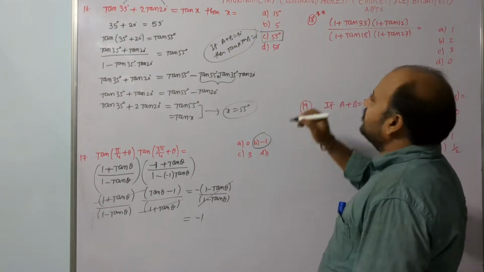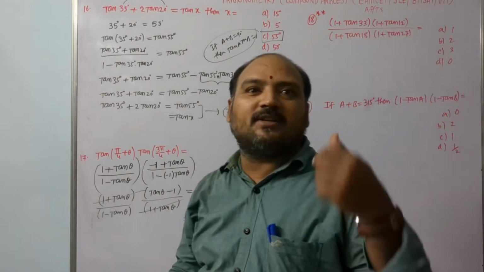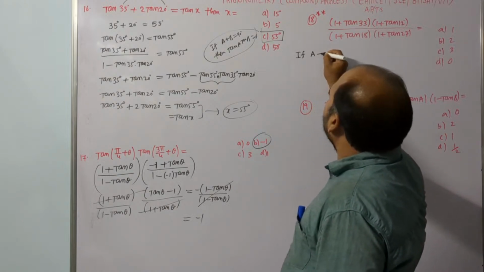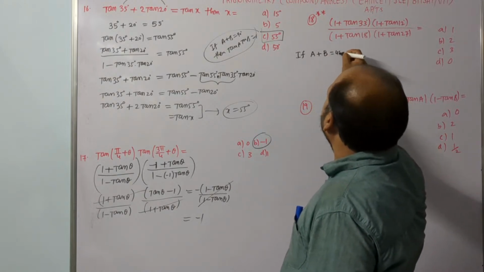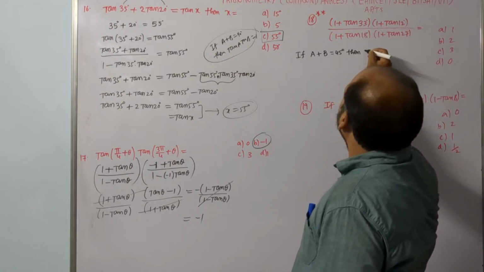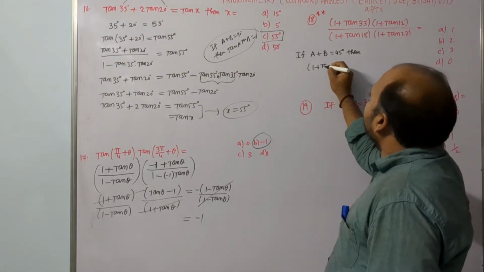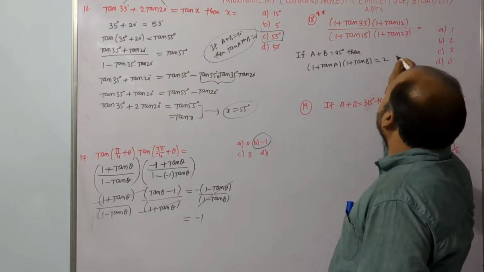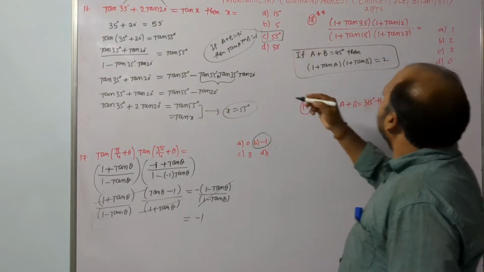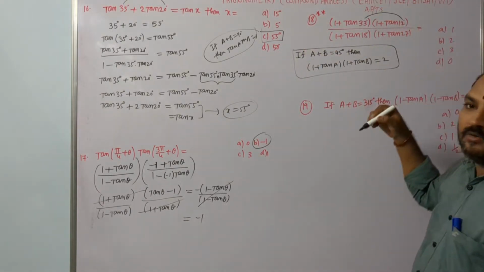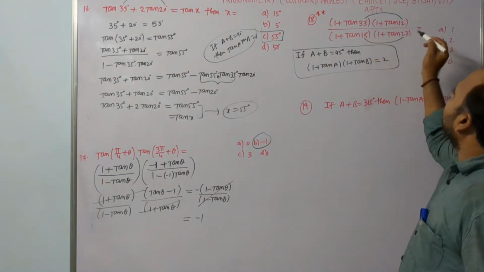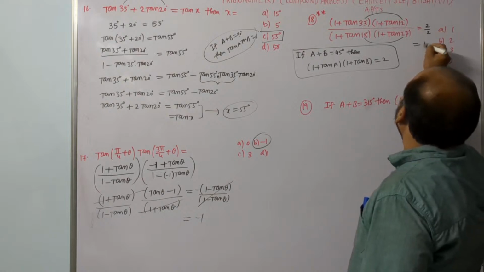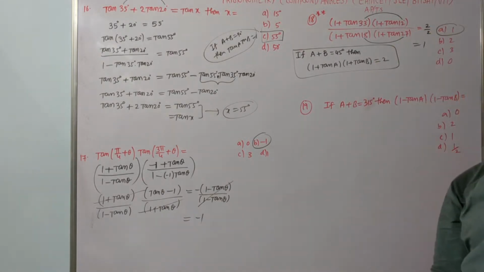We'll move to the next question. This is question number 18, a standard and important result. Whenever a plus b is equal to 45 degrees, then 1 plus tan a into 1 plus tan b is always equal to 2. It is the standard result. So observe: 33 plus 12 is 45, 18 plus 27 is 45. So this value is 2, this value is 2, 2 by 2 is 1. Our answer is 1.